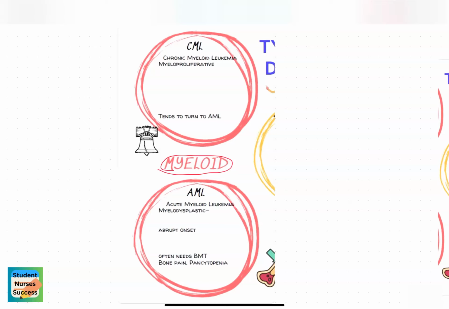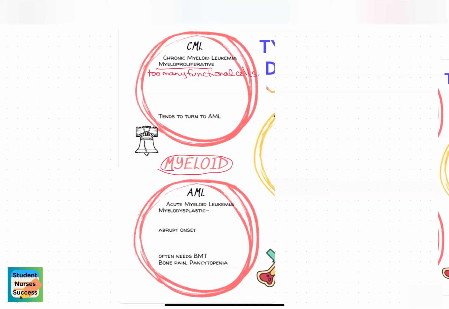The first one is CML, or chronic myeloid leukemia. Now, chronic myeloid leukemia is known as myeloproliferative, and that's an important term to remember. Myeloproliferative means there's too many functional cells. So the cancer part is that it's making too many cells, but the somewhat good news about CML is that the cells it's making actually are functional, which is a little different with some of our cancers.